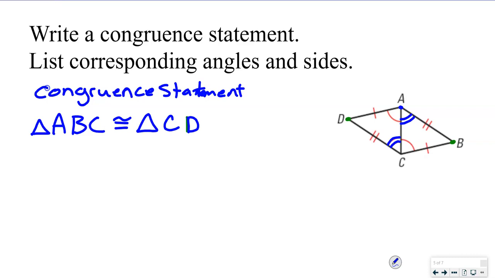Use the same colors here. And then my last one would be C, and it's going to correspond, now this is the C that has one arc, so it's got to correspond with A where it has one arc. So my final letter would be A. So triangle ABC is congruent with triangle CDA. Now we also need to identify all of the congruent angles.